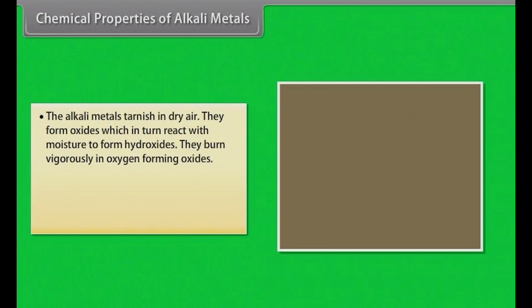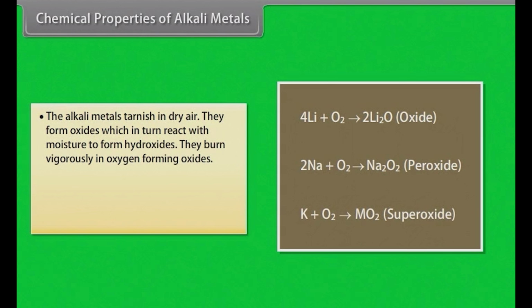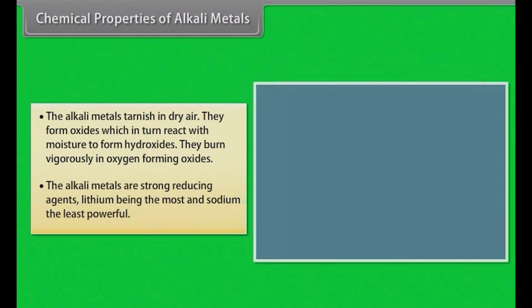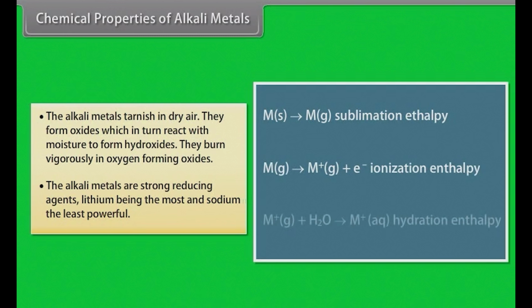The alkali metals tarnish in dry air. They form oxides which in turn react with moisture to form hydroxides. They burn vigorously in oxygen to form oxides. The alkali metals are strong reducing agents, lithium being the most and sodium the least powerful.